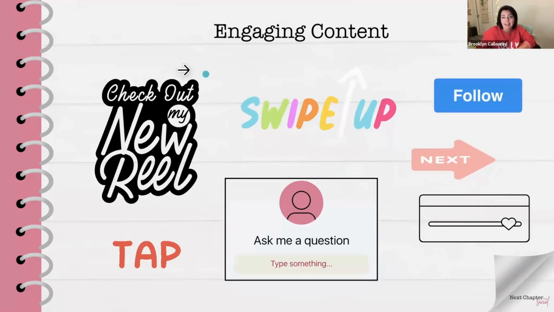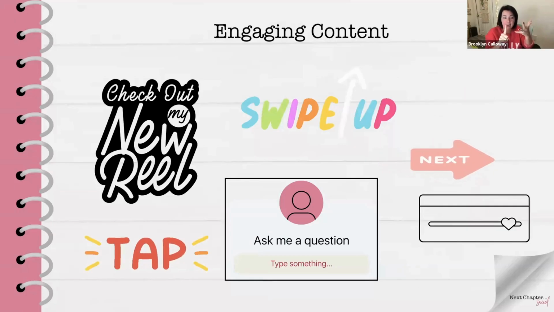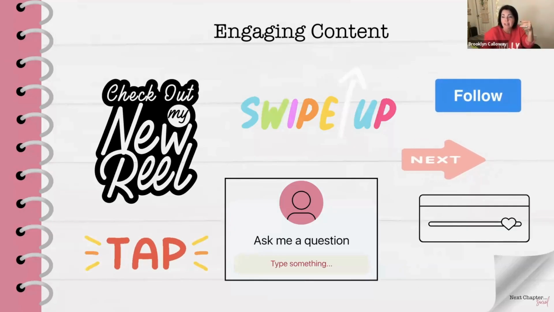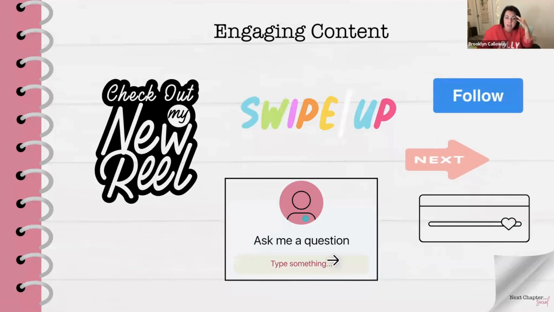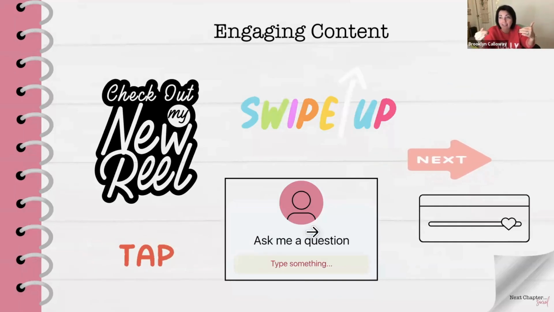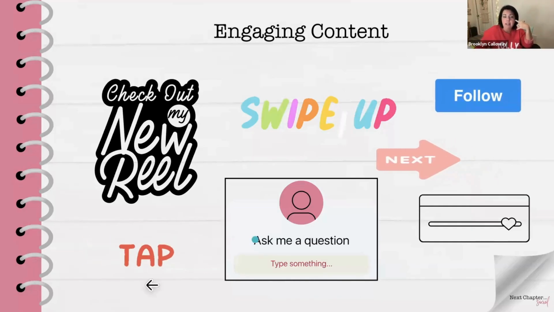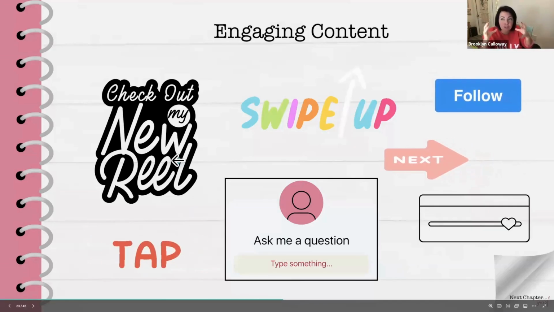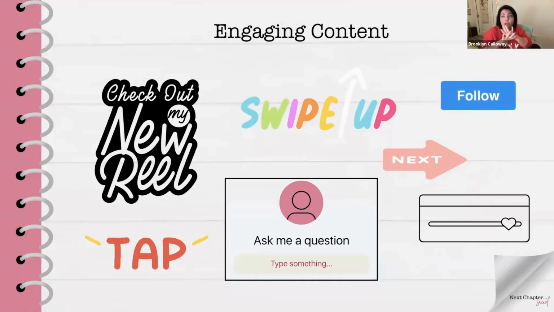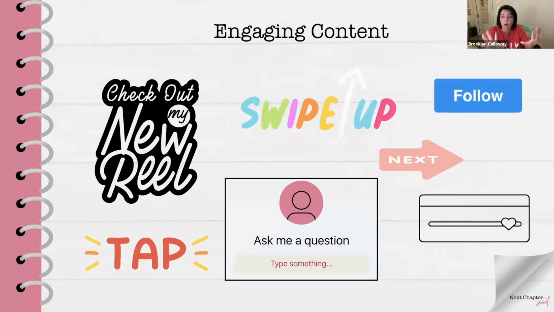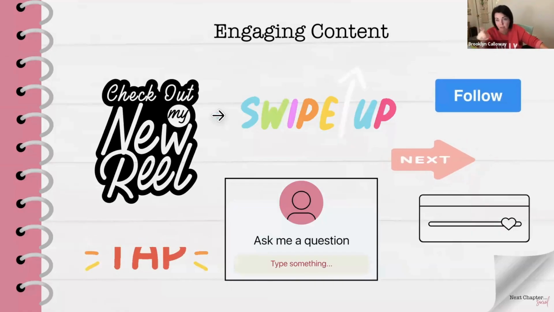So engaging content often has engagement stickers. I have copied and pasted a bunch of them here. Follow us, go to the next story. This one right here, I love toggling it over to the heart. Ask me a question, or you can ask a question and then they answer it. Tap here, because stories, you can include links, and you want to link back to something relevant about what you're talking about in the story. Check out my new reel that bounces them back to your feed.